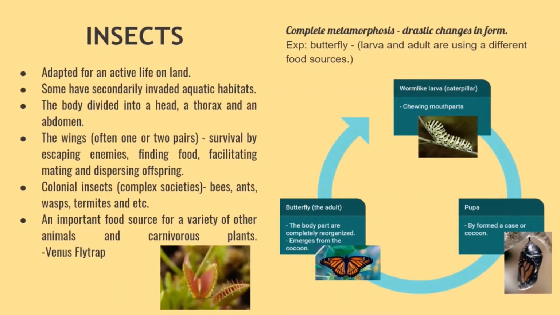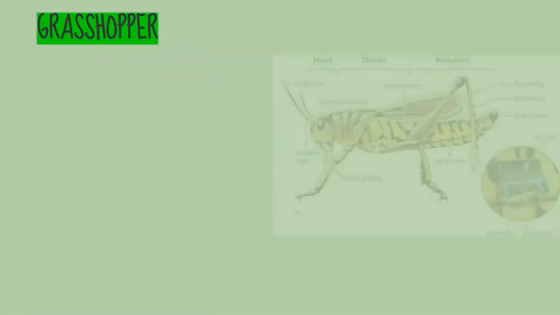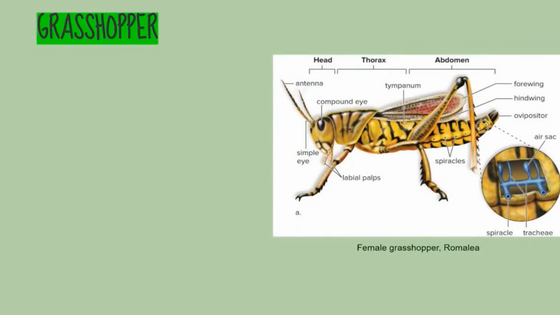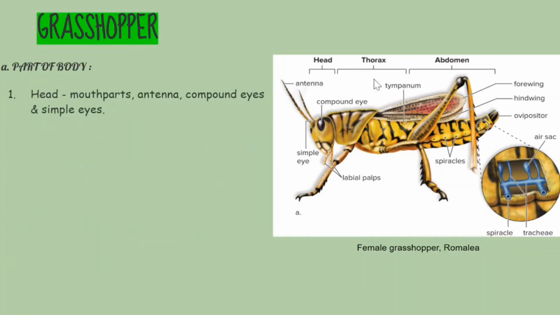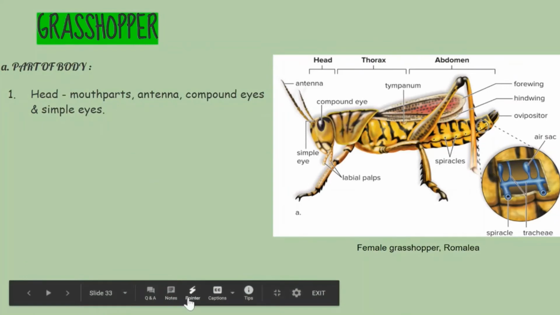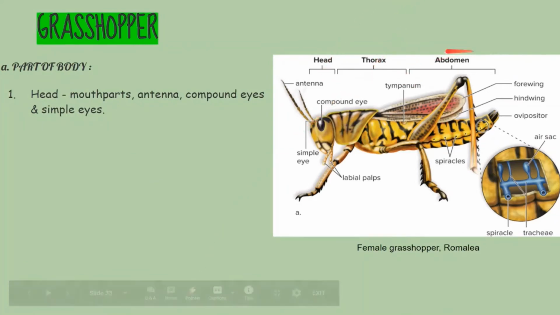But in this section, we are not going to talk about the butterfly, but we are going to talk about the typical insect, the grasshopper. This is a figure of a female grasshopper, or Romalea. The body of the grasshopper and other insects is divided into head, thorax, and abdomen.